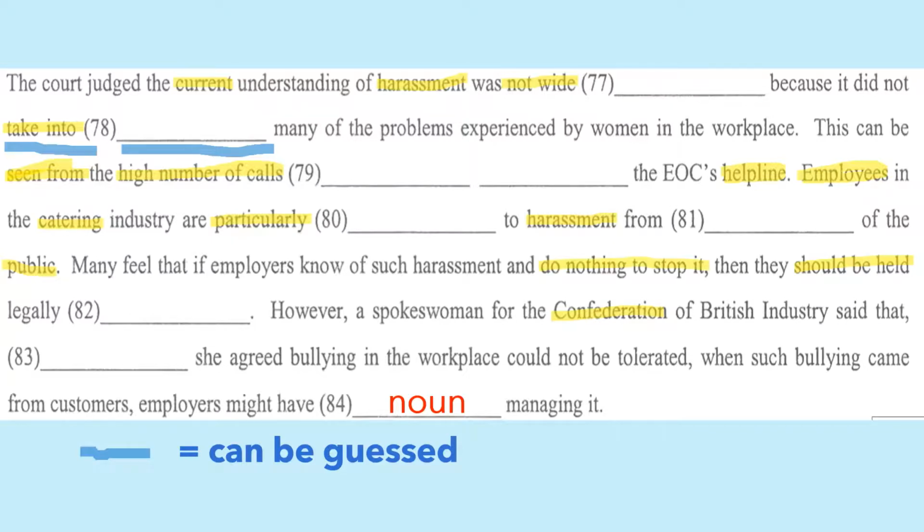And I think number 82, it's also one of those that you can memorize. You either know the answer or you don't because you never heard of this phrase. However, a spokeswoman for Confederation of British Industry said that something she agreed bullying in workplace could not be tolerated. Okay, so what is that? Number 83. 83 is a connective. You need a connective there.